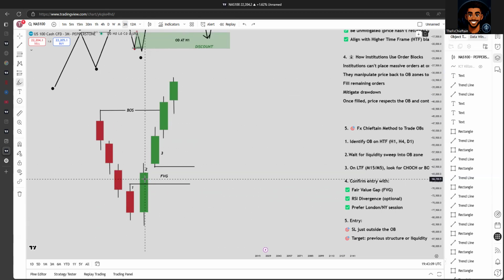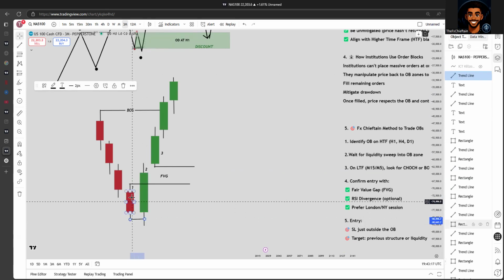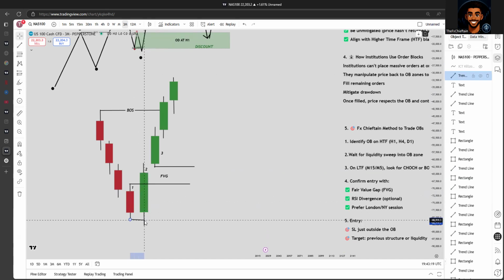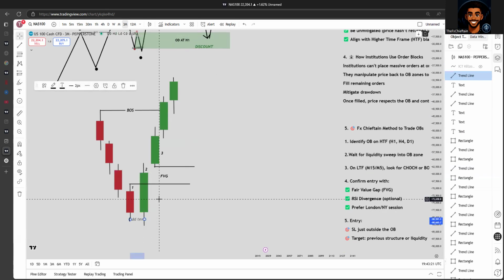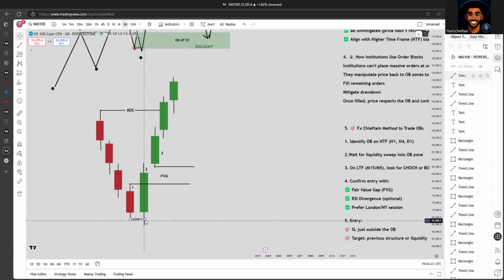Once you understand this and you see this fair value gap, and you see this liquidity sweep just down here, you see that this bullish wick is longer than this bearish wick, right? So it has swept liquidity. You want to call that level liquidity. Let me reduce this to like 10. All right, so that's a liquidity sweep.